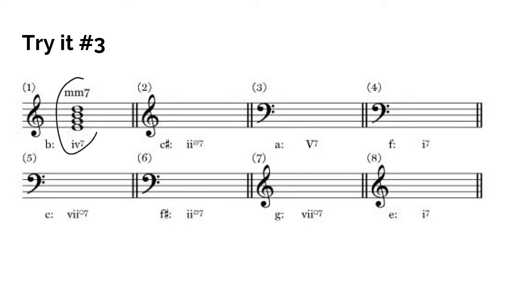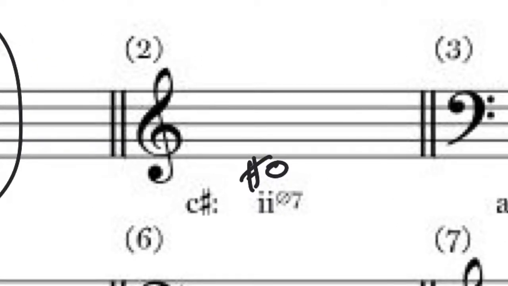So here we go, it gave us our first one, which is our minor 4-7 chord, which is a minor minor 7 chord. All right, so here we go. We have our 2-7 chord, which is half diminished. So we need a D sharp. I'm going to zoom in a little bit here. So you need D sharp, F sharp, A, and C sharp.